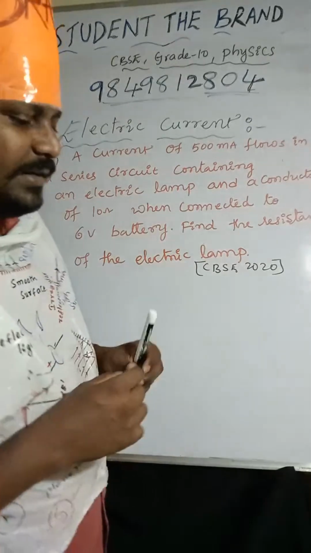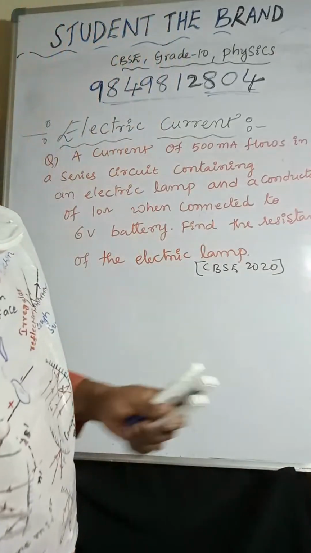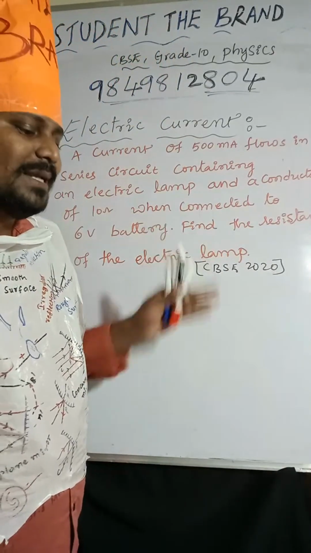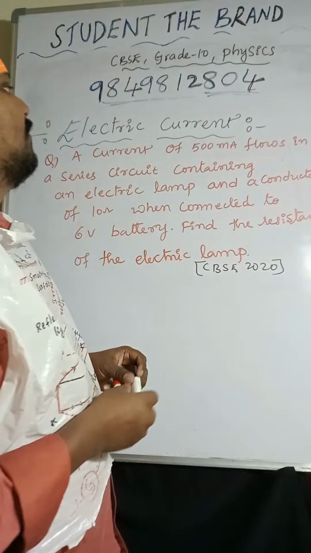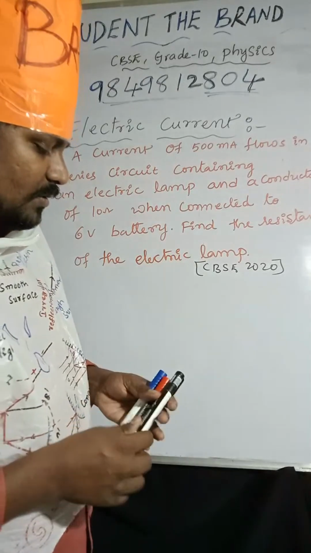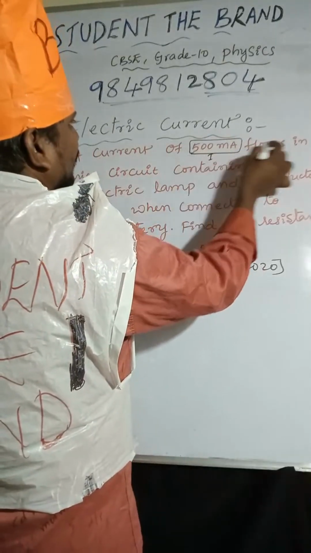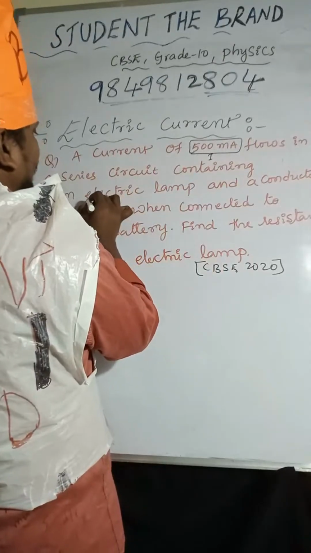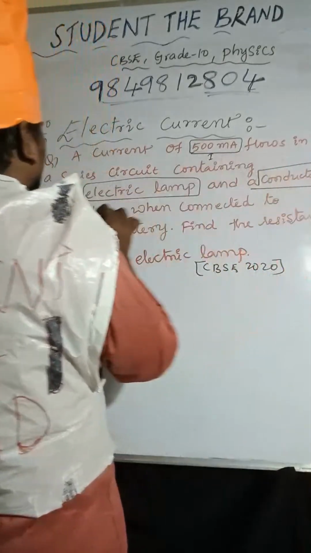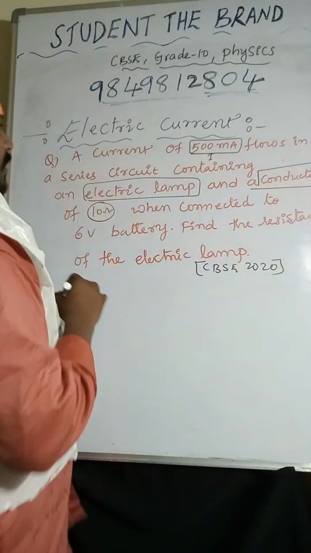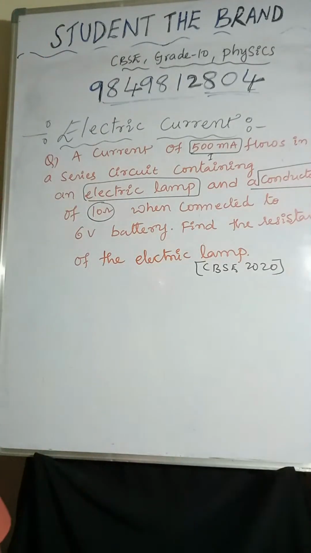Okay, so read the question once. Before solving any problem, you must read the question first. A current of 500 milliampere. So here current is given, 500 milliampere. Current flows in a series circuit containing an electric lamp and a conductor of how much? Electric lamp and a conductor. Just check once.